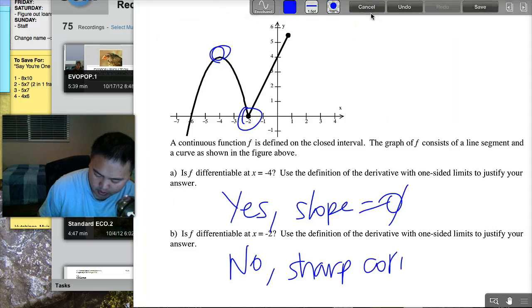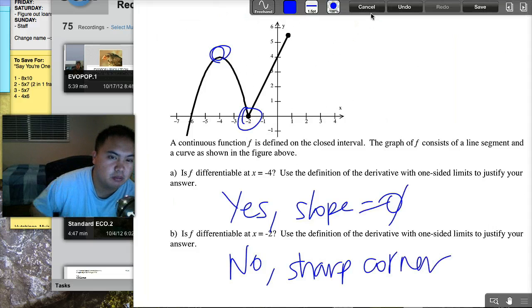So that is the difference between continuity and differentiability. Hopefully you understand. We'll practice in class.